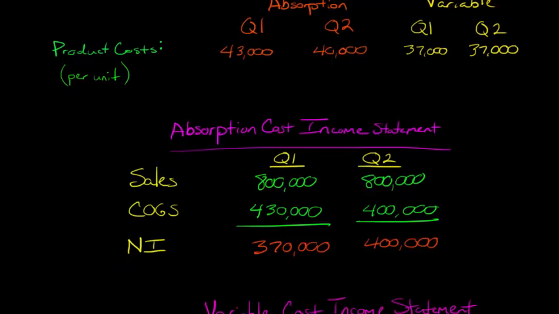Make this a little bit easier. So it looks like our net income is actually higher. The firm is more profitable in quarter two. But hey, wait a minute. We sold the same number of units in each quarter, and nothing changed about our cost structure.